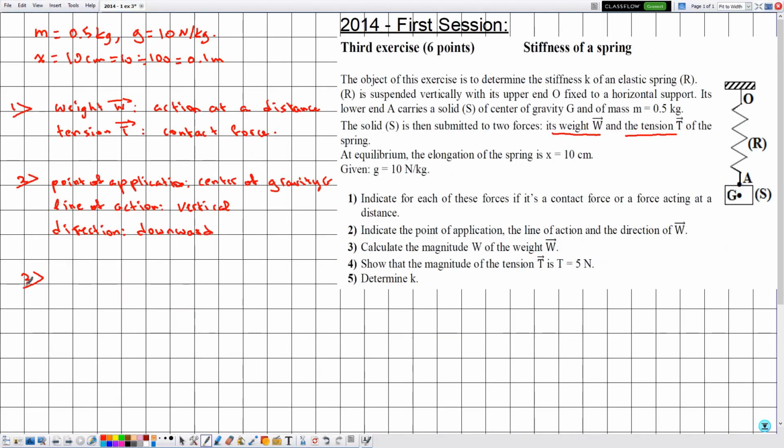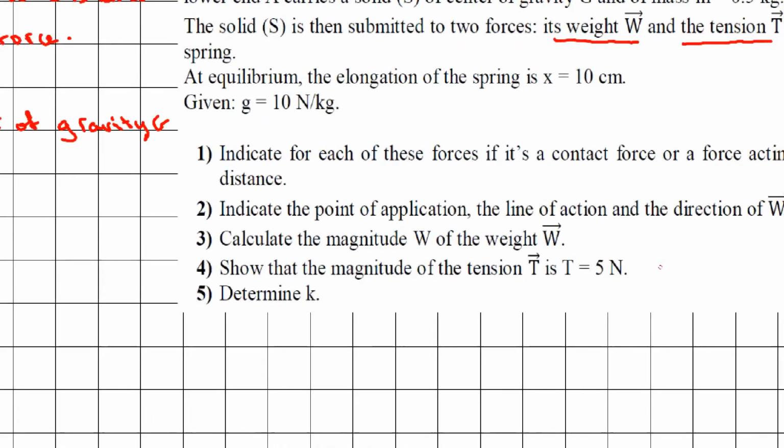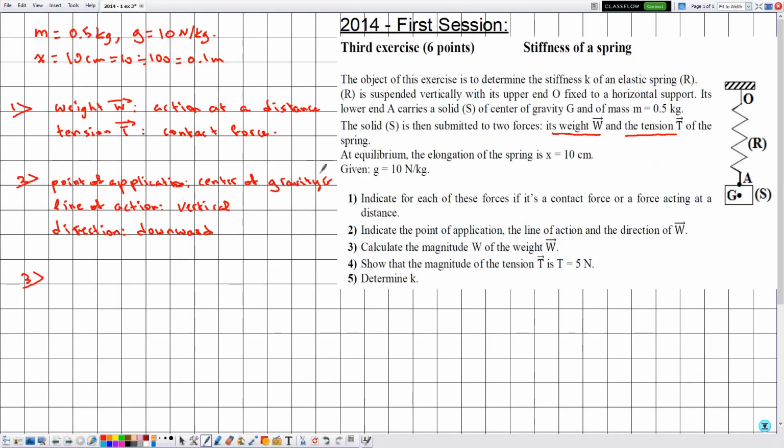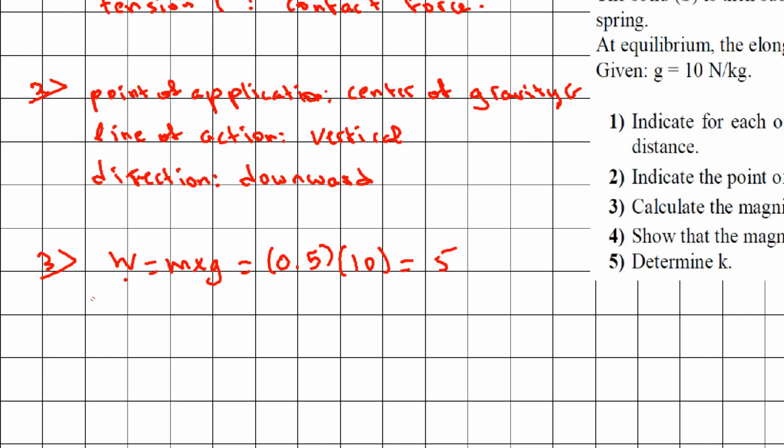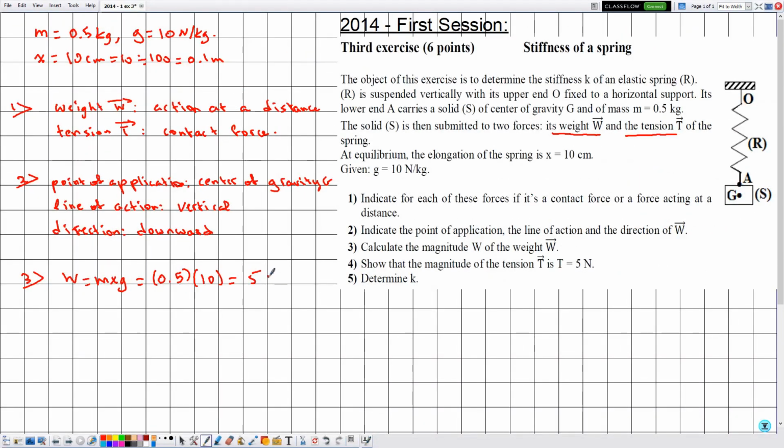Now in number 3, they are telling me to calculate the magnitude W of the weight W, knowing that we have the mass and we have the value of g. Then the weight is given by M times g. The value of M is 0.5 and the value of g is equal to 10. Plugging this into the calculator, it will give me 5. Since both M and g are in the SI, the value of W will be in the SI, which is newtons. Then the value of the weight is 5 newtons.